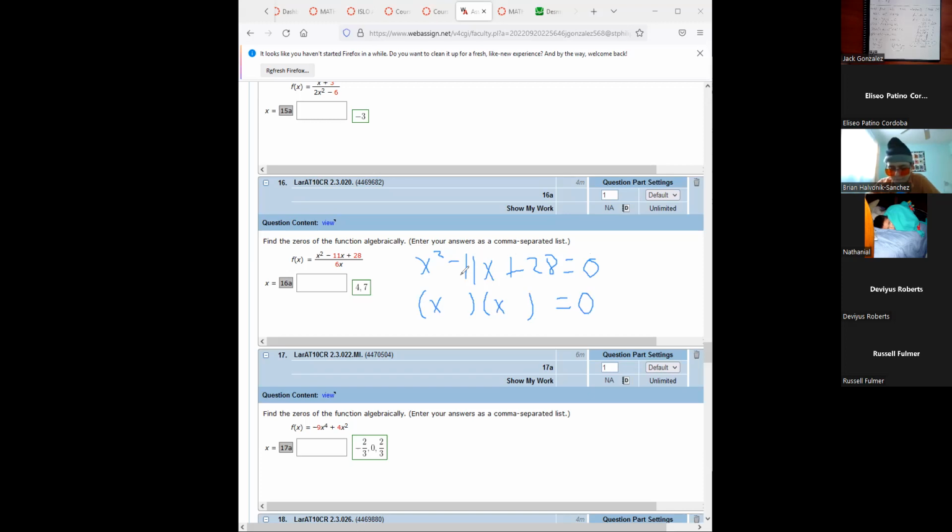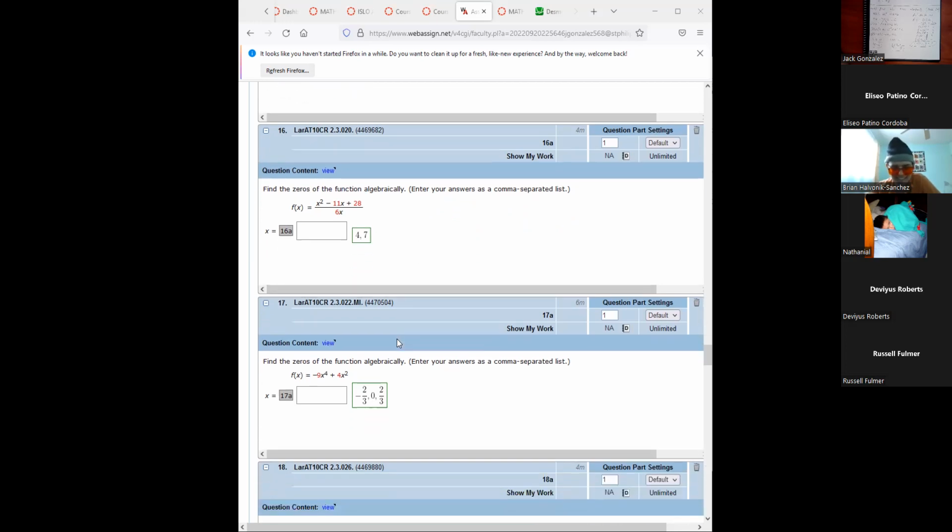Then you look at the factors of 28 that will give you -11. So they're both going to have to be negative. -7 and 4, right? Multiply these together, you get 28, add them together, you get -11. So all you have to do is look at the top part. Anyway, any questions so far on finding zeros?